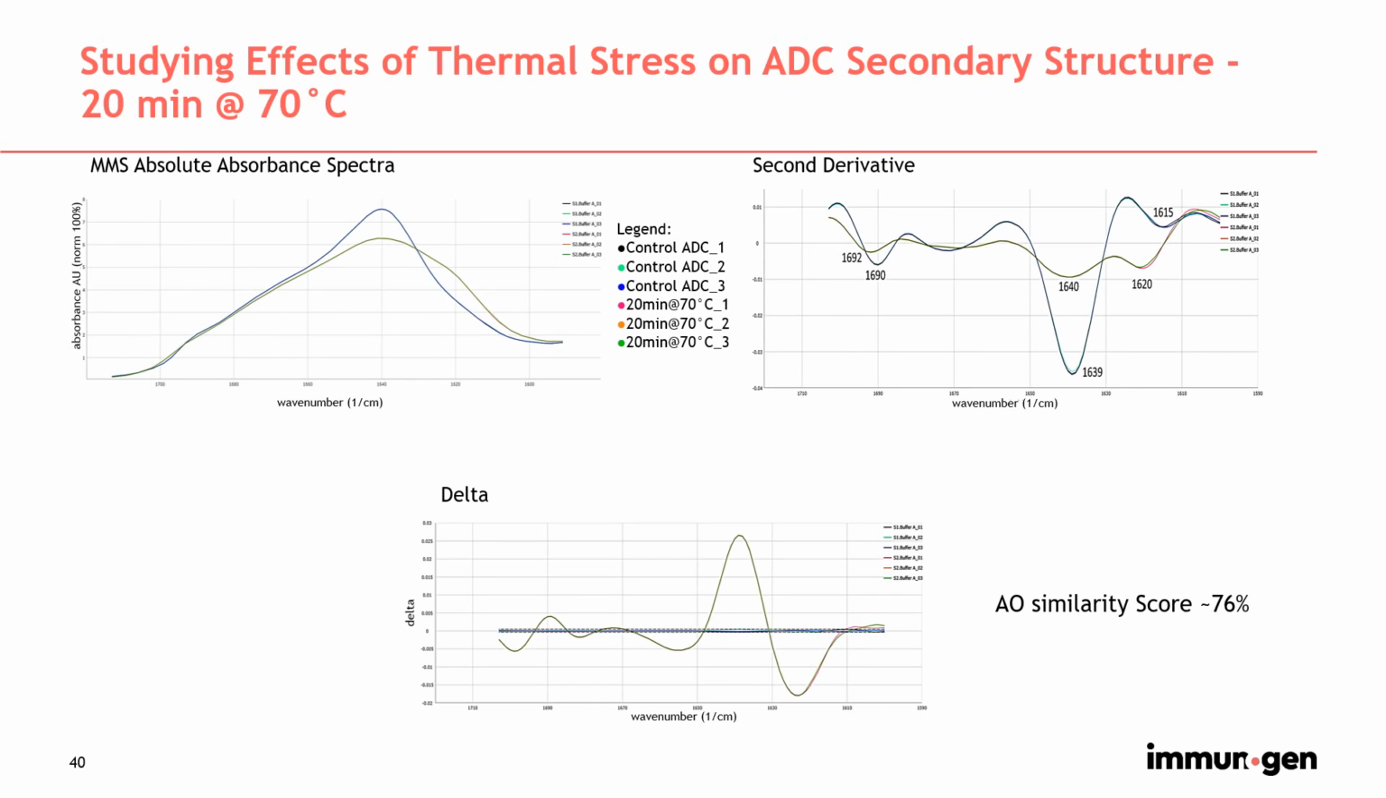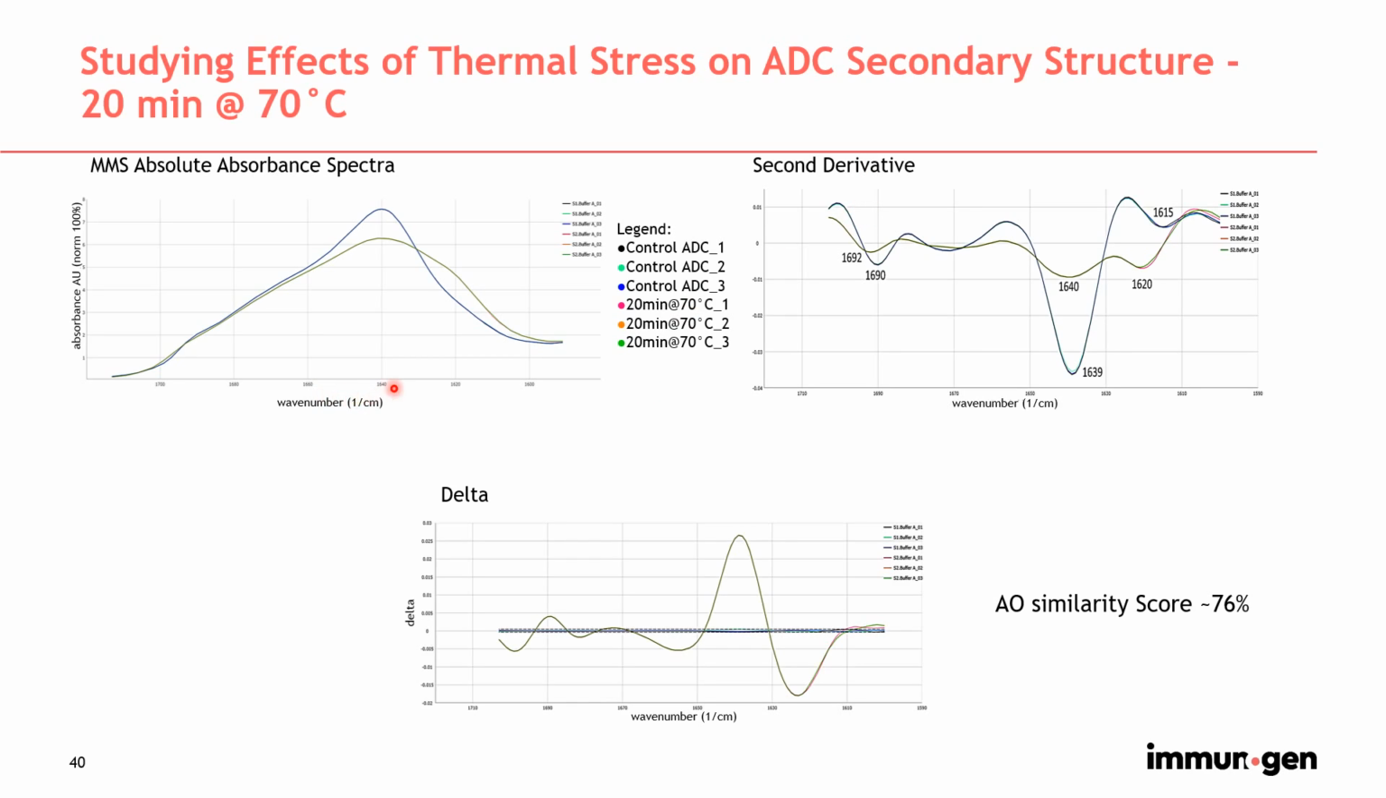So to further challenge the stability of the ADC, this time we used a stress condition of 70 degrees for 20 minutes on the ADC. As we can see from the absolute absorbance spectra, that was enough to cause some change in the secondary structure. Going to the second derivative, we were able to see that the bands corresponding to parallel beta sheets had gone down in intensity, whereas the characteristic band for the anti-parallel beta sheet at around 1620 wave number had significantly gone up in the stressed sample.